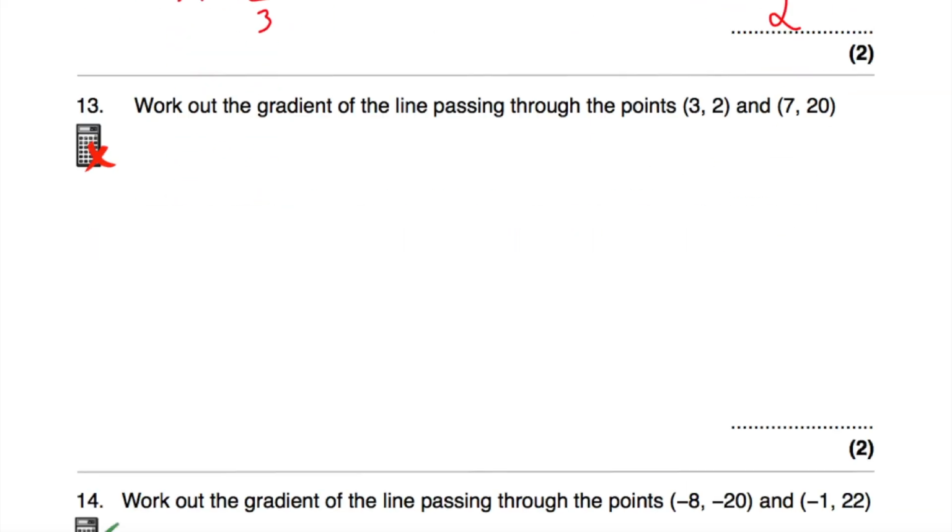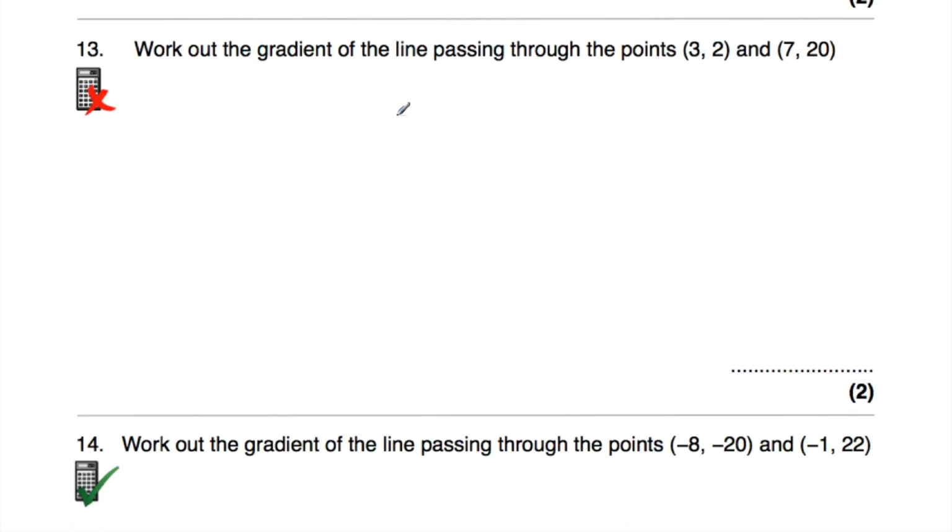Okay, let's look at our next question, question number 13. We've been asked to work out the gradient of the line that passes through the points 3, 2 and 7, 20. Again, I'm going to use the formula first. m is equal to y2 minus y1 over x2 minus x1. Let's label the points. The first point, let's call that x1, y1, and the second point, x2, y2. And let's substitute those values in.